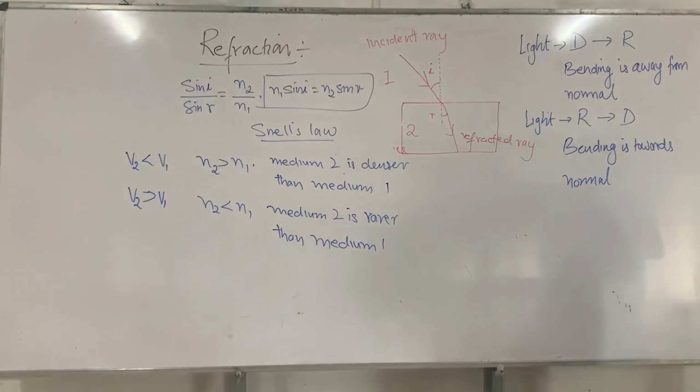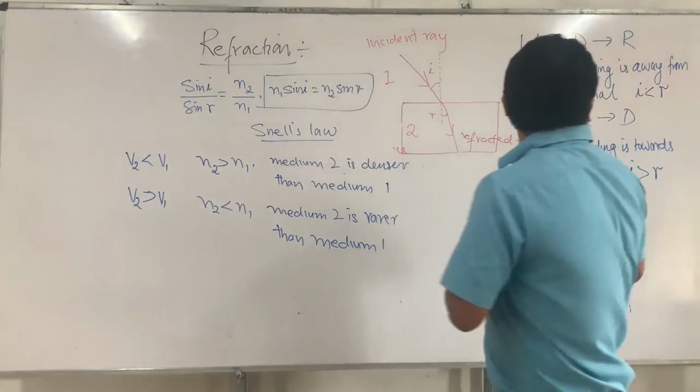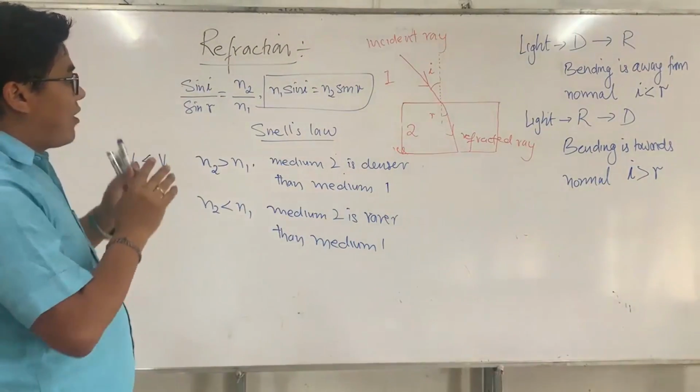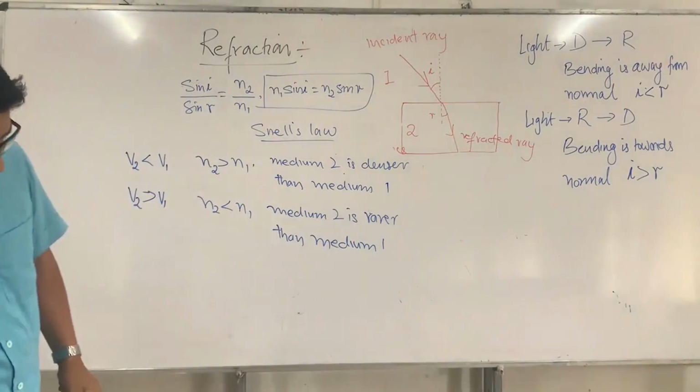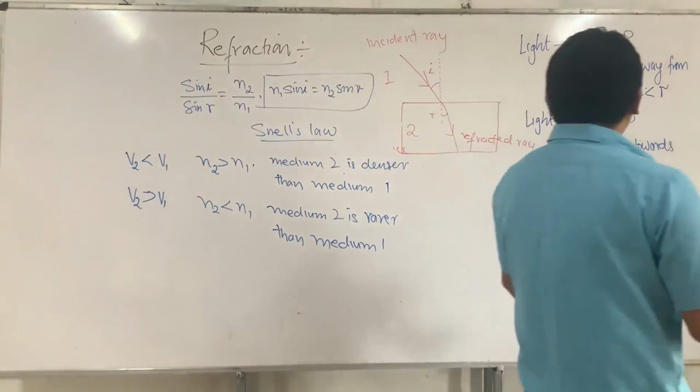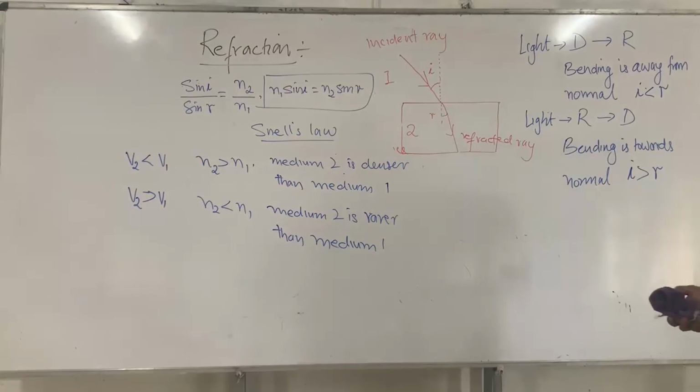Alright? So here in this case, since the bending is away from normal, angle of incidence becomes less than angle of refraction. Here in this case, since the bending is towards normal, angle of incidence becomes more than angle of refraction. So these are the things that normally take place in case of refraction of light. So absolute refractive index and how bending takes place, away from normal or towards normal, is all defined by the two media.